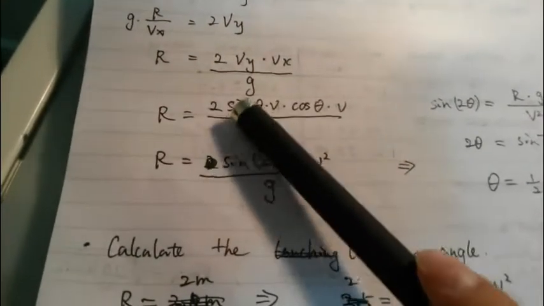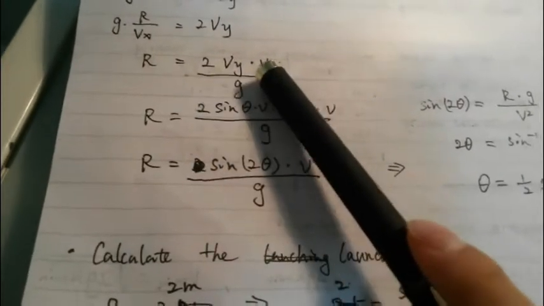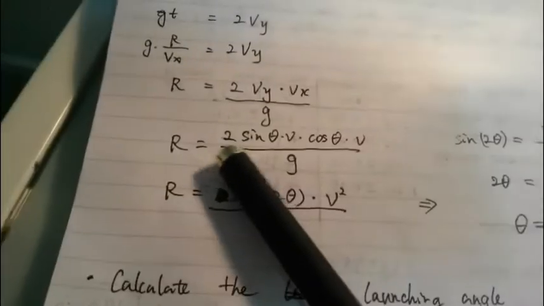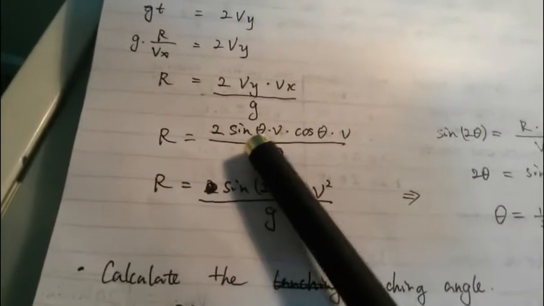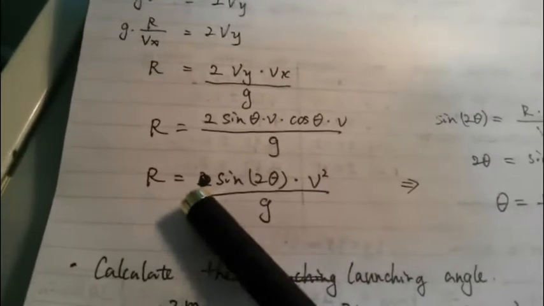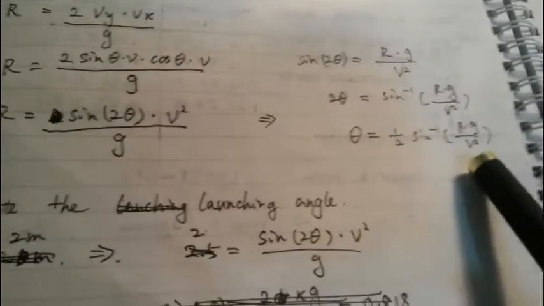And we replace Vy and Vx with sine theta times v and cosine theta times v. So we get this equation here, and because 2 times sine theta and cosine theta is equal to sine 2 theta, we get r equal to sine 2 theta times v squared divided by g. And so we transform it into this equation here.